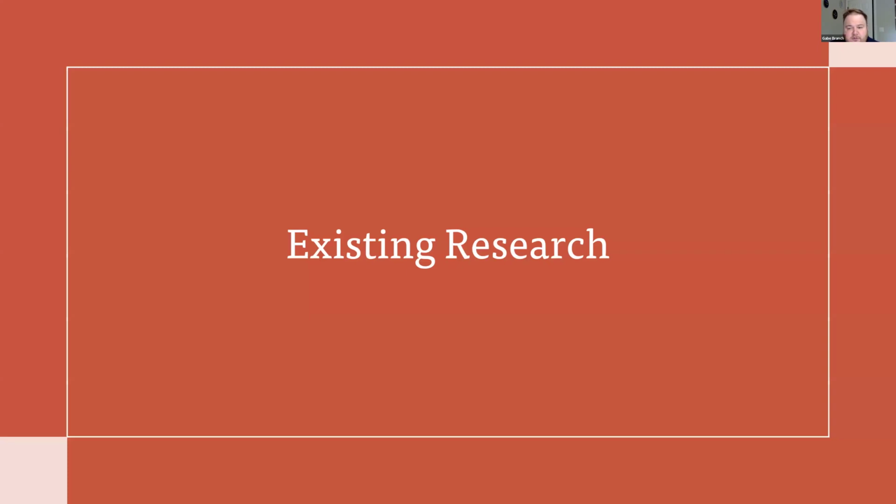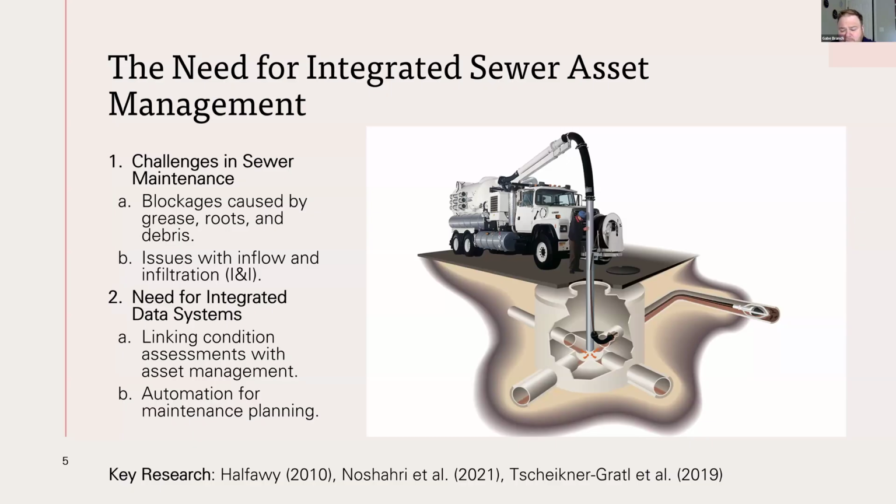So, a quick overview of some of the existing research on spatial decision support systems and sewer asset management. Like I mentioned at the top, sewer blockages are typically caused by either structural or maintenance related issues. Structural is a little bit hard to plan for, but maintenance related issues typically are caused by roots, grease, and debris, and can be prevented by proactive cleaning. Fragmented data systems often hinder the maintenance efficiency overall with most of these solutions too.